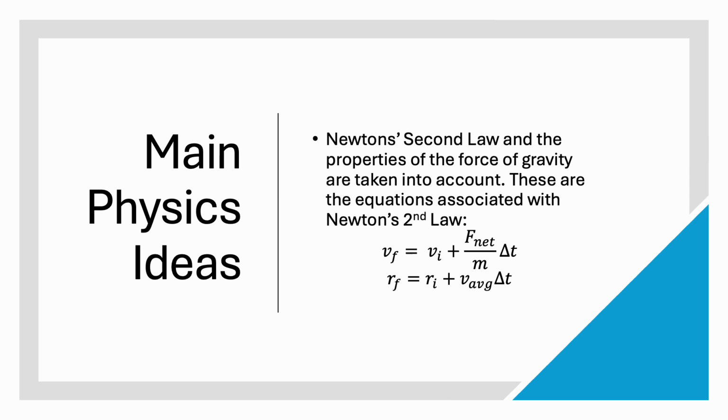Some of the main physics laws that we're going to see today are Newton's second law, and the properties of the force of gravity are also taken into account. Below I've included the equations for Newton's second law: the final velocity equals the initial velocity plus net force over mass times delta t, and the final position equals the initial position plus the average velocity times delta t. Today we're going to see that the initial velocity is 0 because it's at rest, and we also made the initial position 0 as well.